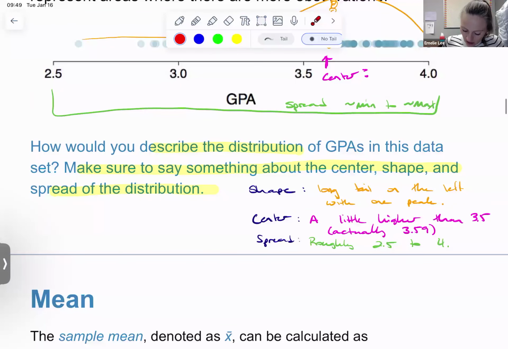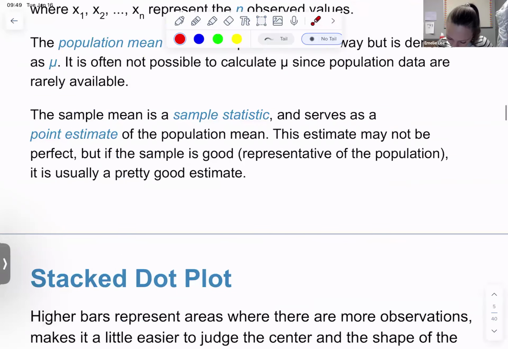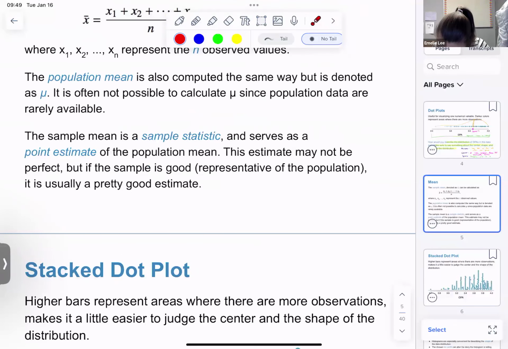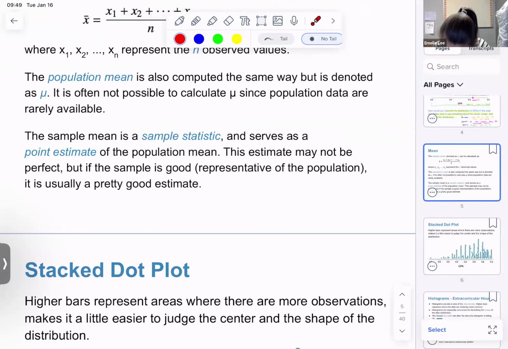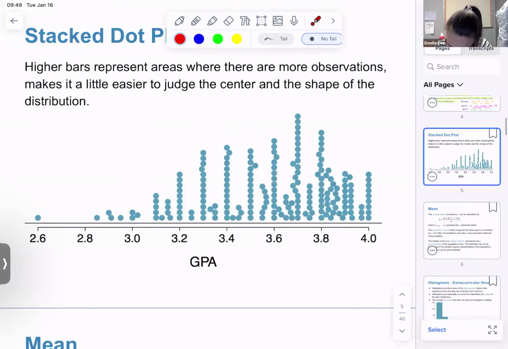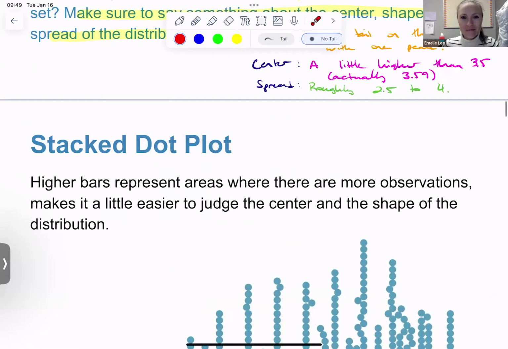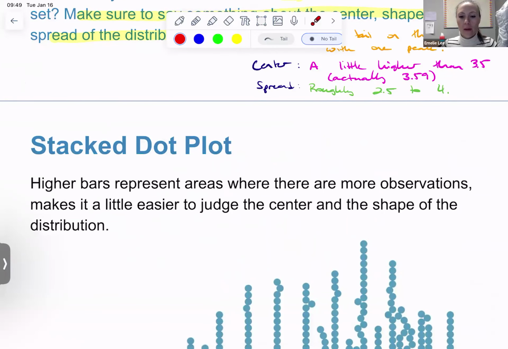So we're going to develop more official terminology for talking about the shape and the center and the spread. Okay, and I don't love how the mean is here. In fact, I'm going to scoot this. I want to do the stacked bar plot first, and then we can talk about the mean. How about that? Do a little switcheroo.